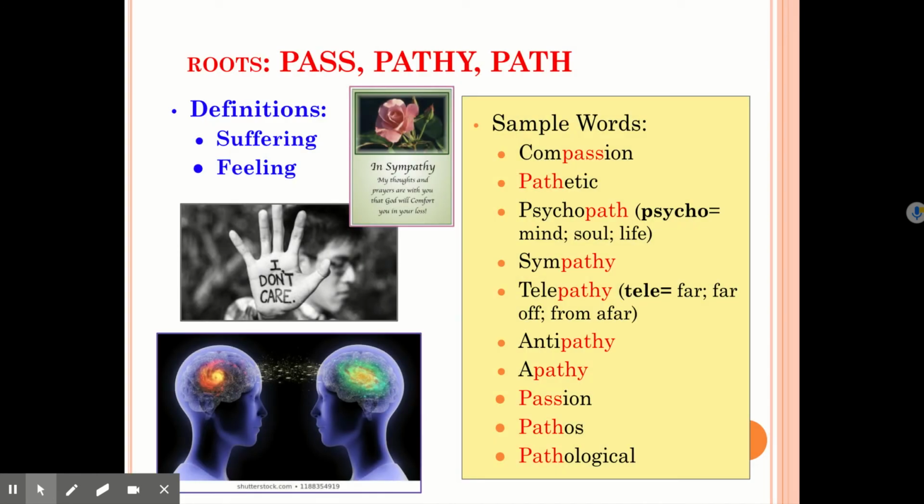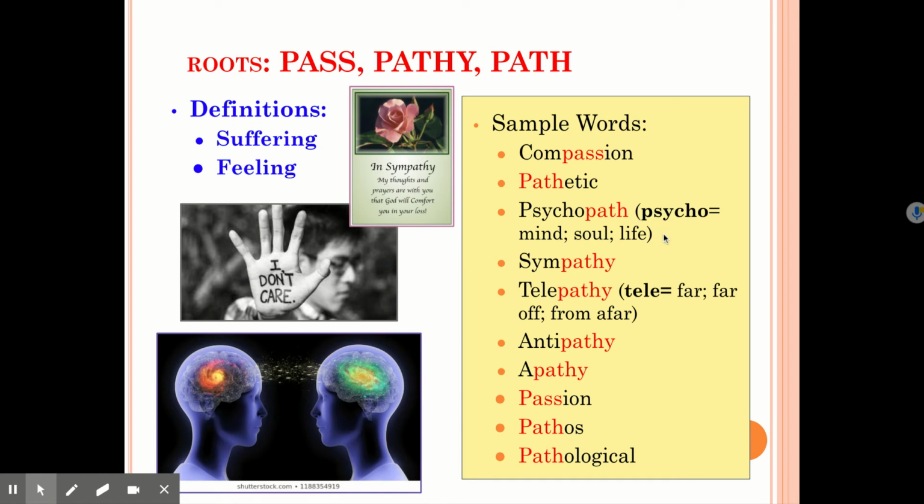Next set is pass, pathy, and path, which mean suffering or feeling. We have lots of sample words with these roots. First, we have compassion, meaning showing pity for someone who is suffering. Next, we have pathetic, making you feel pity or sympathy for someone or something.